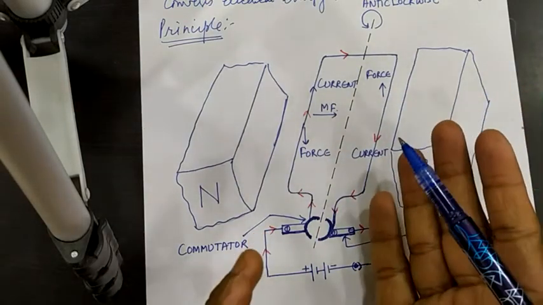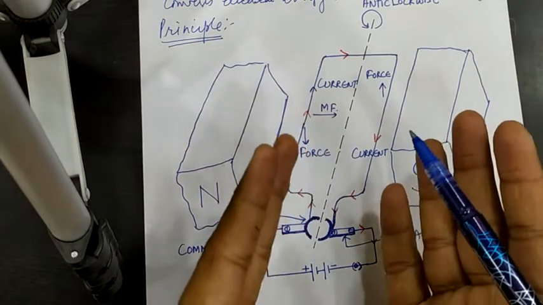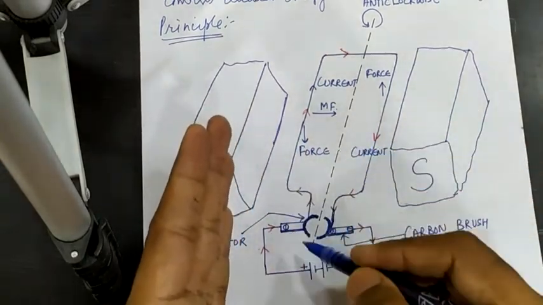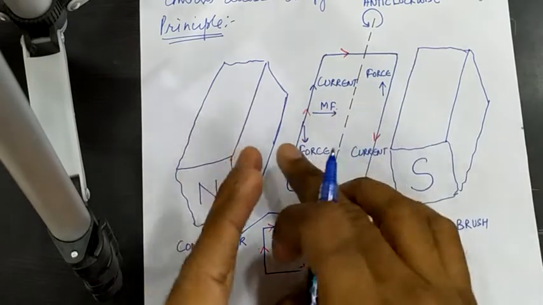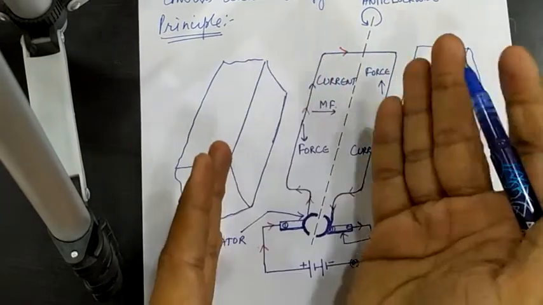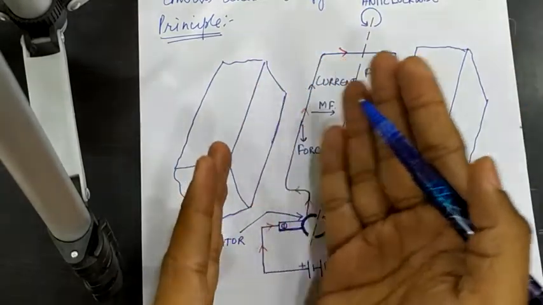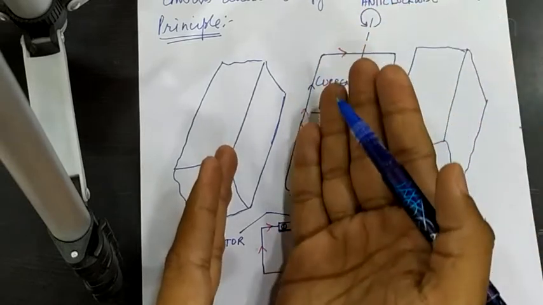Similarly, while rotating and passing the current, this side will go downwards and that side will move upwards, and accordingly they will change the direction. So this movement is anti-clockwise here.